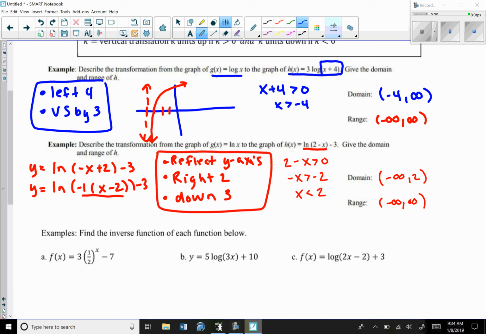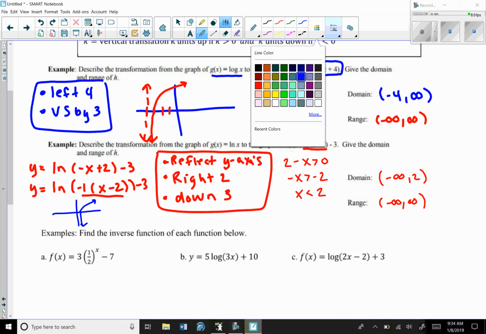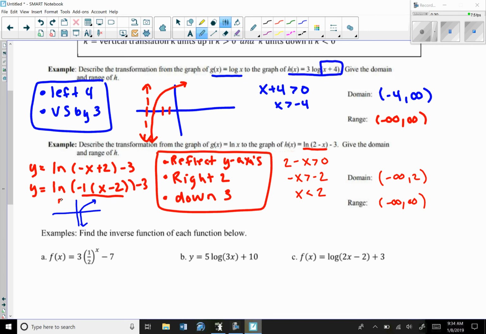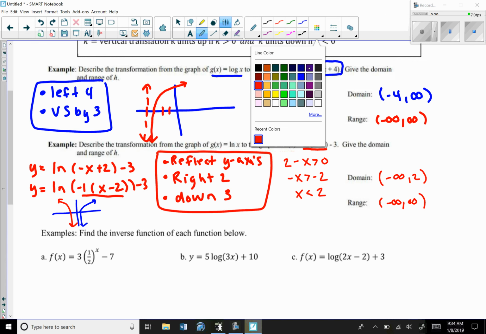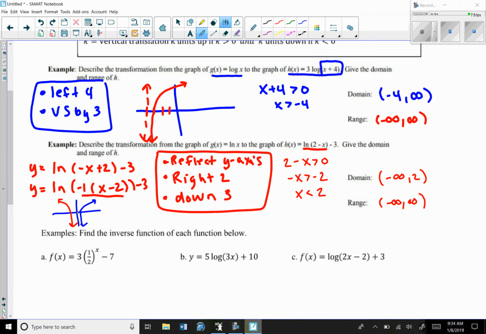And let's just go ahead and look at a quick graph sketch of this. If I was sketching this graph, notice that my graph reflected across the y-axis. So normally your graph goes this way, but we reflected across the y-axis. So that means my graph is going this way now. And then we're taking that graph, moving it right 2 and down 3.